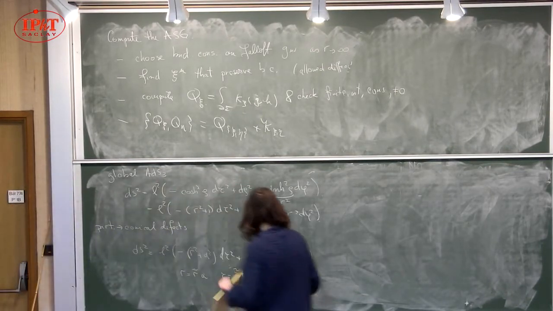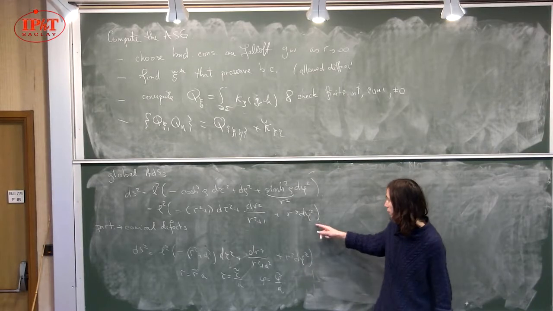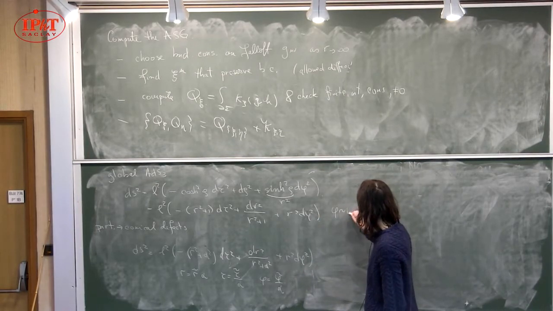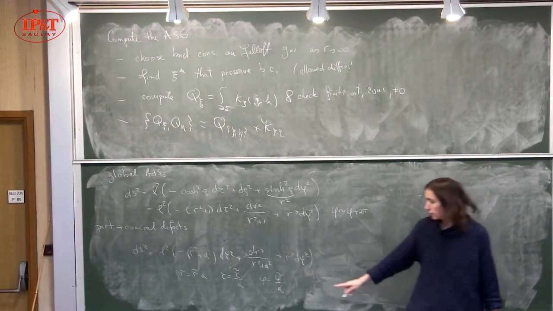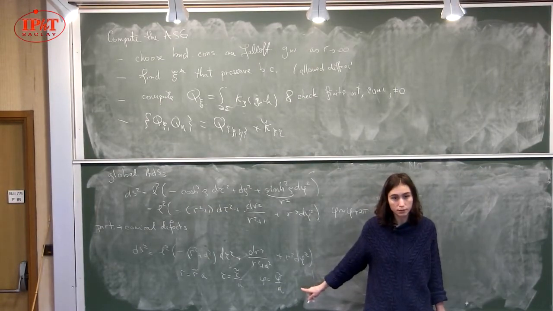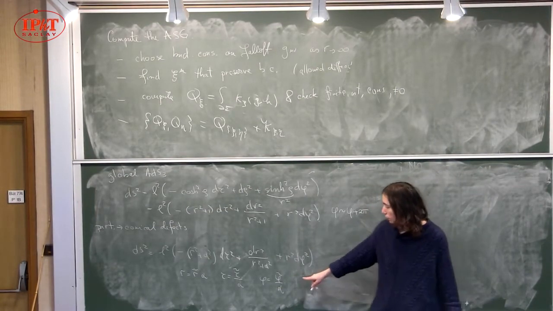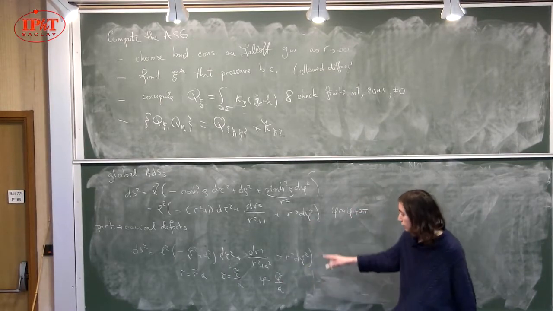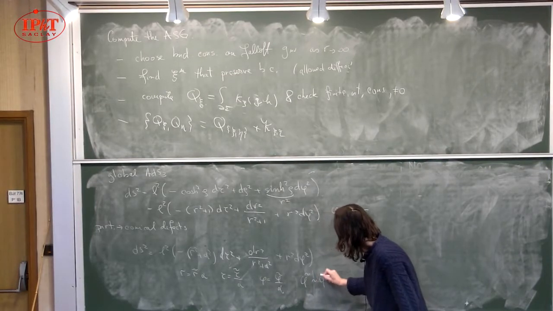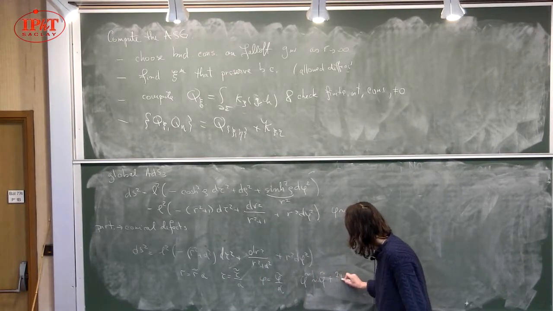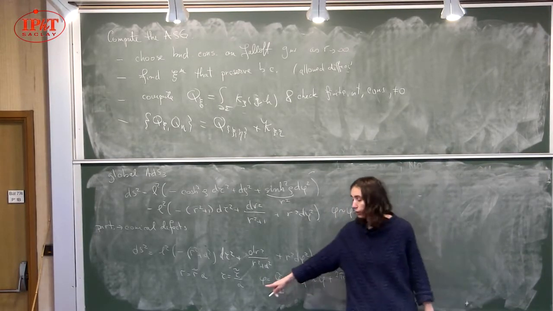However, remember that these were global coordinates. So here in particular, phi was identified mod phi plus 2 pi. So you see that this rescaling is not completely innocuous. The metric in terms of the tilde coordinates will look identical to this, except that the identification of phi tilde is phi tilde plus 2 pi alpha, because phi was identified mod 2 pi.